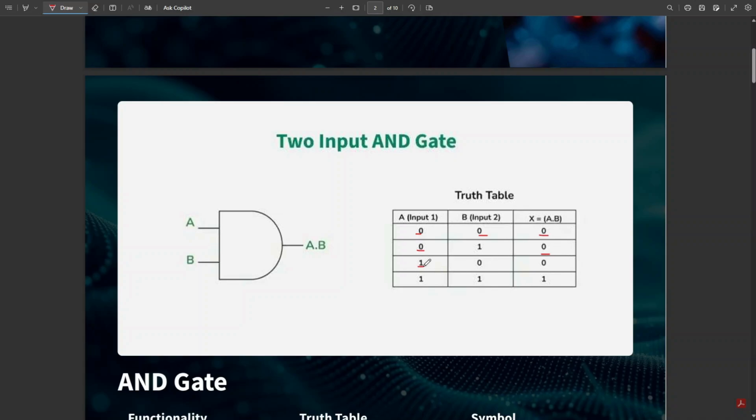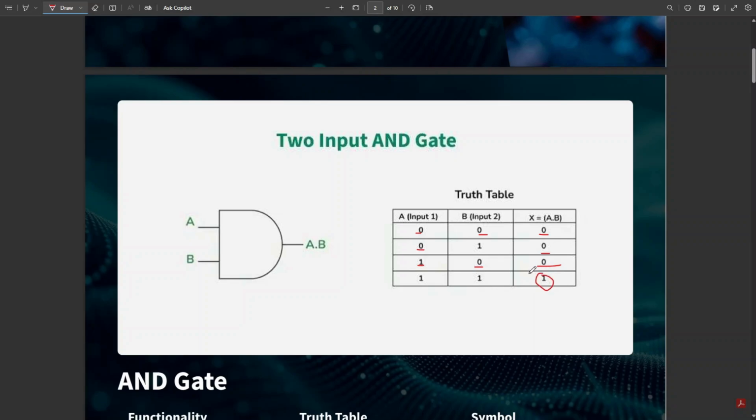We can see the first one is 1, but the second one is 0, so the output is going to be 0. But in the fourth case, both the inputs A and B are 1, so as we can see, the output is going to be 1. So only when both of them are 1, it's going to be 1.